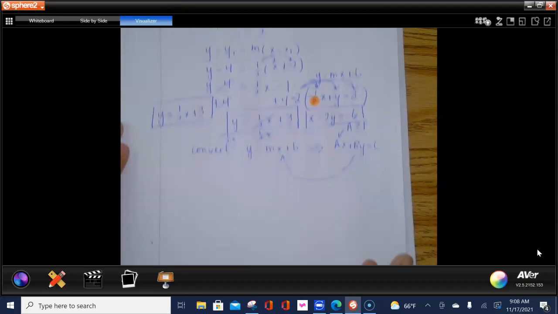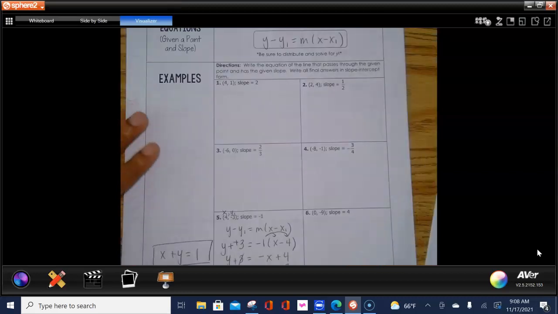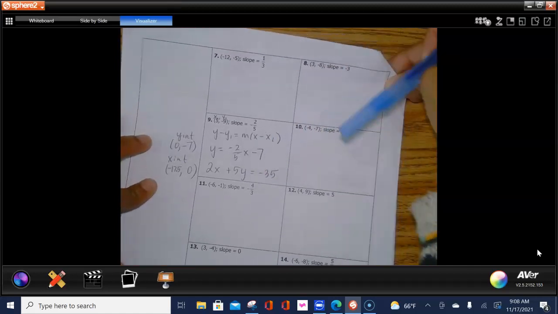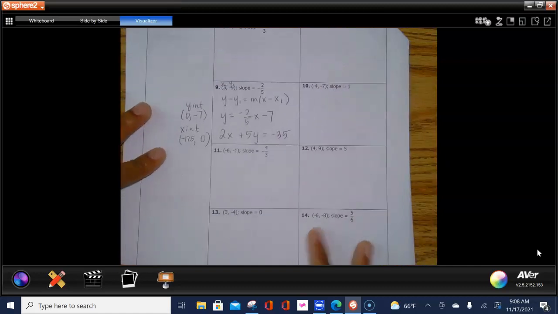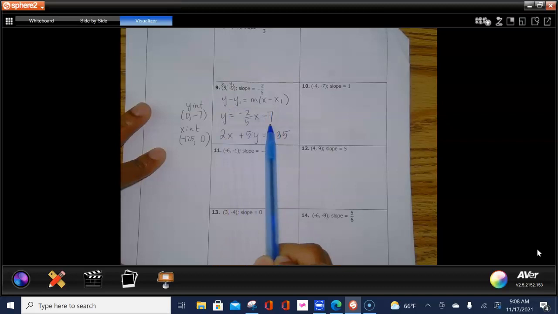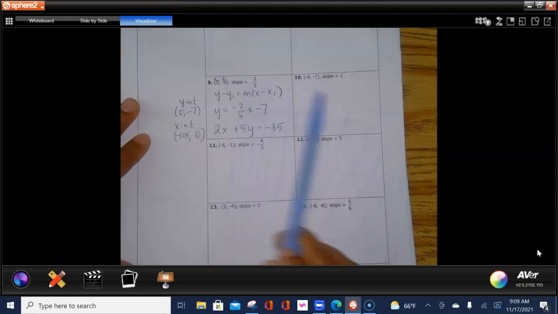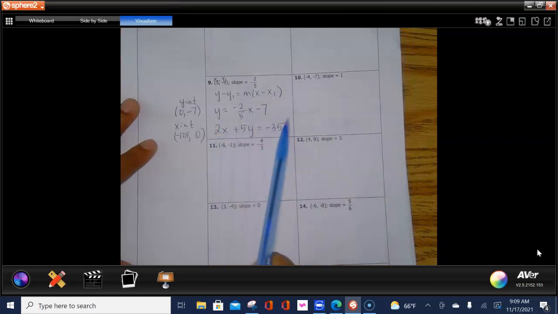All right, let's do another one. So I'm going to go back to the worksheet. Now I'm going to turn the page. I think I did them before in class. So let's look around. As you can see, I already did number 9. And on number 9, notice how I used the point slope, I put it in slope-intercept form, and I also put it in standard form. If you do not have number 9, try to pause the video here, guys, and work it out on your own. See if you come up with the same answers I got.